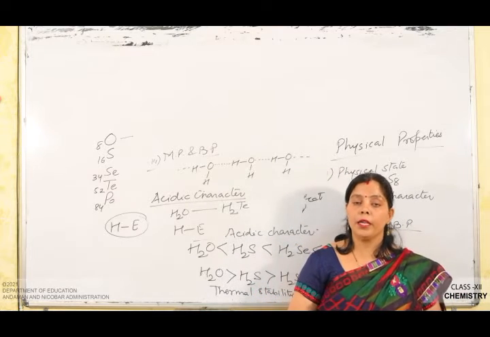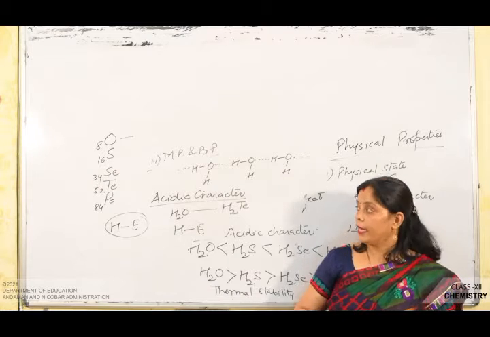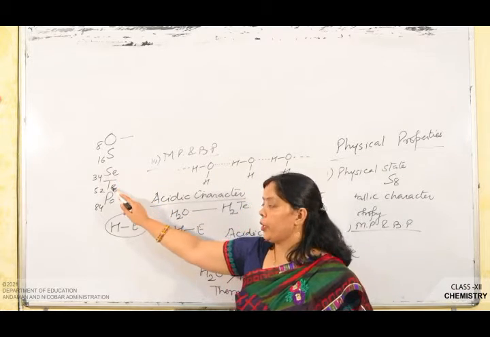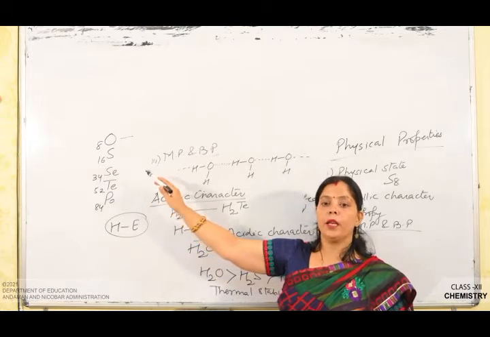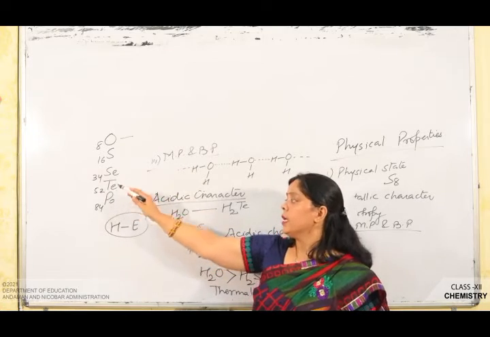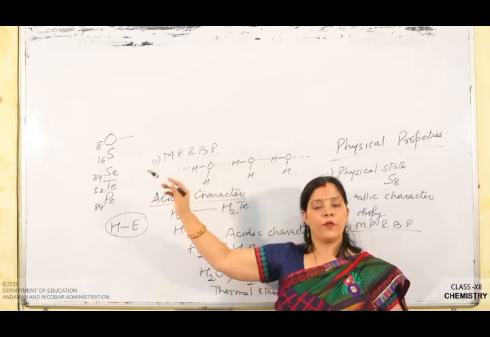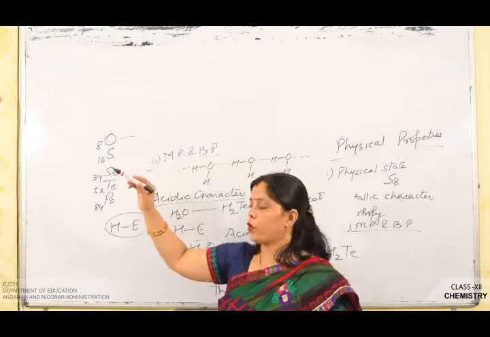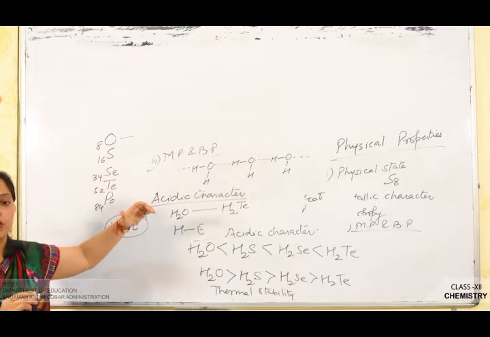However, the melting point and boiling point of the hydrides of sulfur, selenium, tellurium increase down the group due to the increase in atomic number. When the atomic number and atomic size increase, the van der Waals force of interaction increases, and when the van der Waals force increases, the melting and boiling points of these hydrides also increase.